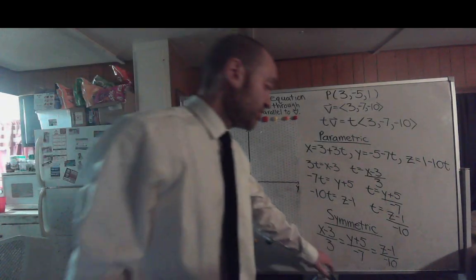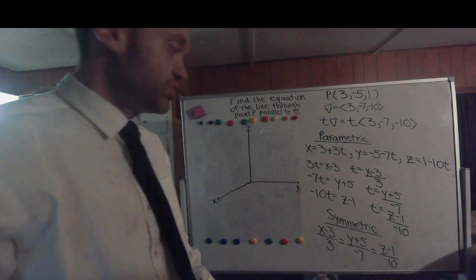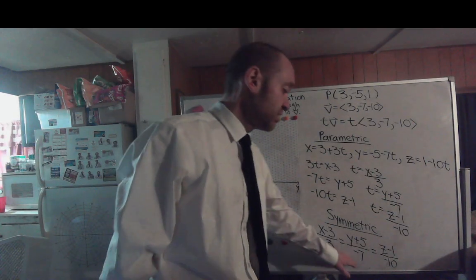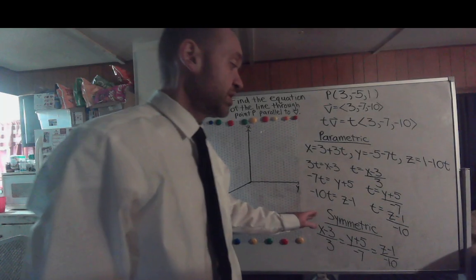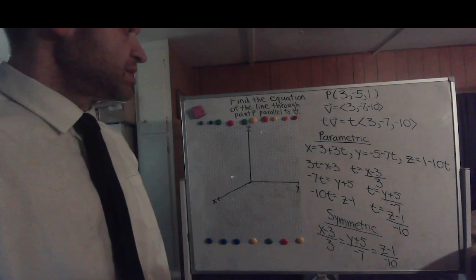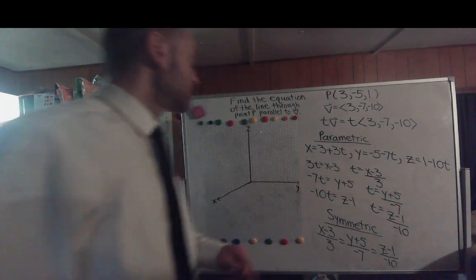And this is actually proper form when doing symmetric equations. It's okay to have a negative in the denominator. That does happen with symmetric equations. So don't be alarmed by that.